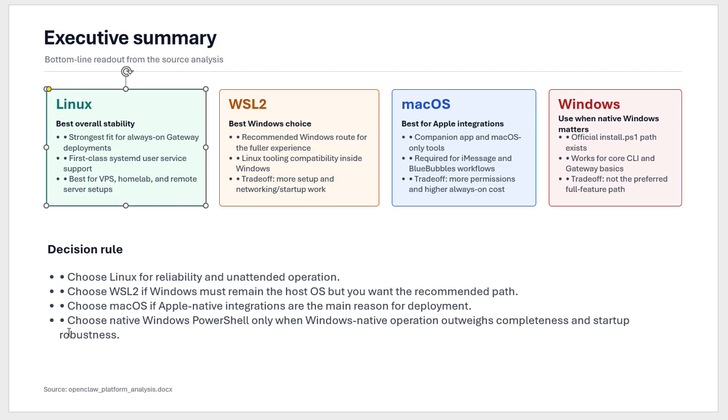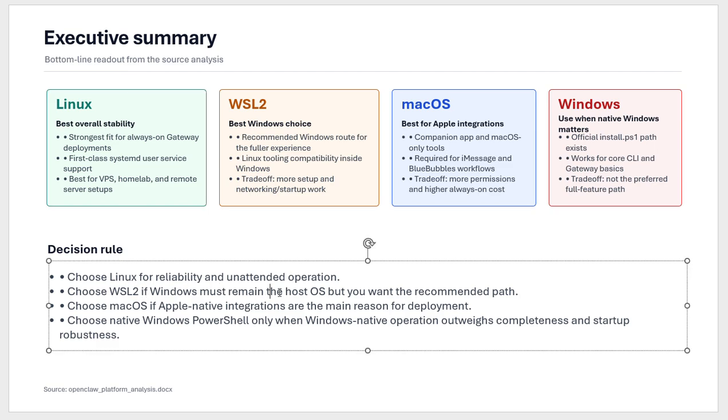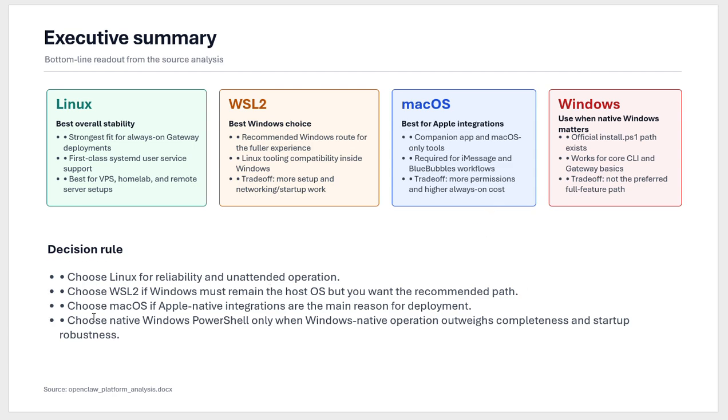This is a summary. Linux for reliability, unattended operation, always on. Windows with WSL2 remains in the host OS, but you want the recommended path. For macOS, it's Apple native integration. For Windows PowerShell, only in Windows. If you have a pure Windows requirement and there's so much dependency in Windows, then choose this.